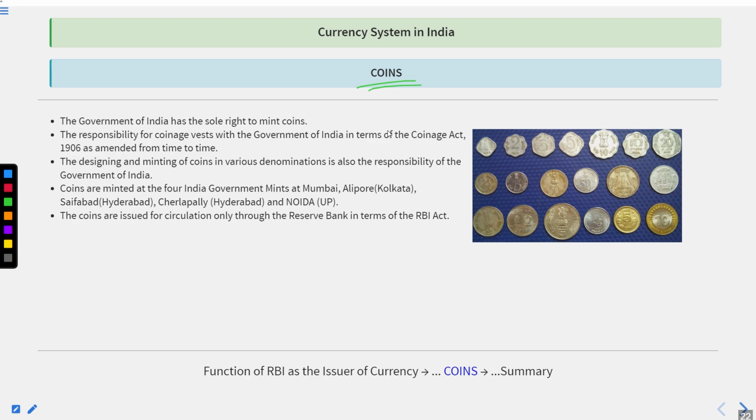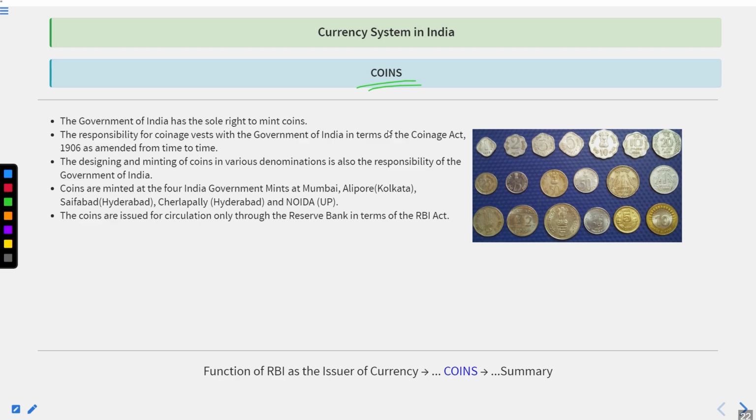So basically, the government of India is having the sole rights to mint the coins. Banknotes are under the Reserve Bank of India, but the coins are under the Government of India. The responsibility for coinage vests with the Government of India in terms of the Coinage Act 1906 as amended from time to time. The designing and minting of coins in various denominations is also the responsibility of the Government of India.